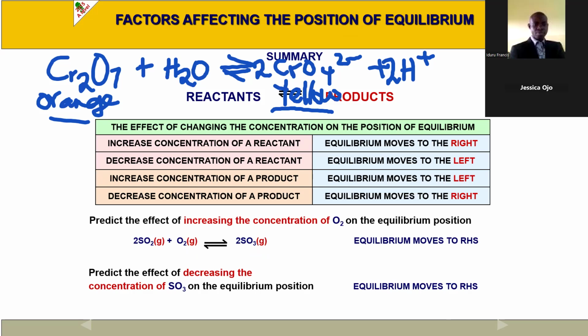So we can summarize the likely answer. The first answer that you're going to have will look something like this. Number one, position of equilibrium.